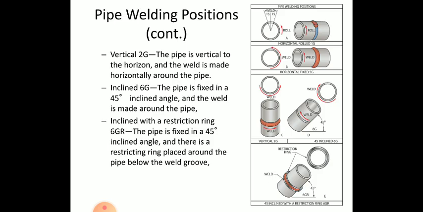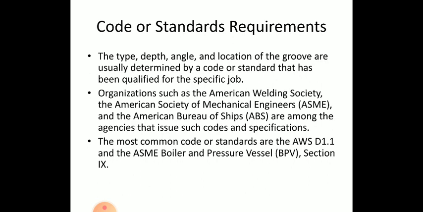So this code and standardization requirement is to understand the type, the depth, the angle and the location of the groove, which are usually determined by a code or a standard that has been qualified for a specific job. Organizations such as the American Welding Society, the American Society of Mechanical Engineers, that is ASME, and the Bureau of Shipping are among the agencies that issue such codes and specifications. The most common codes are AWS D1.1 and the ASME Boiler and Pressure Vessel Code, Section 9.